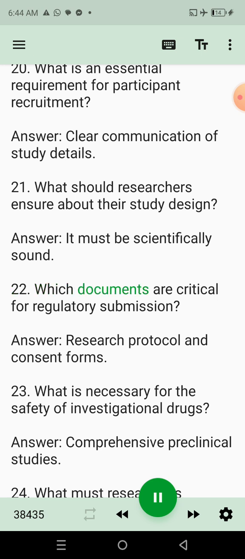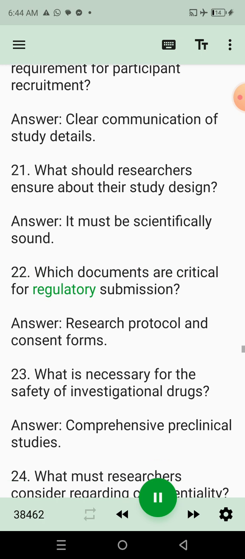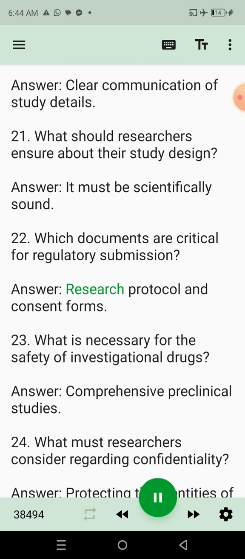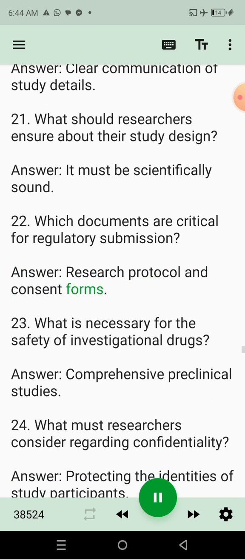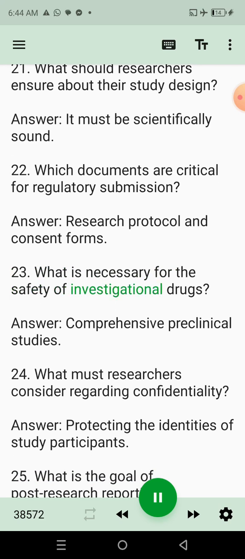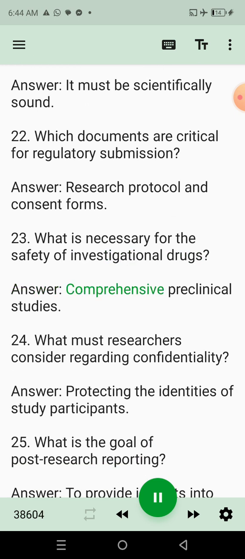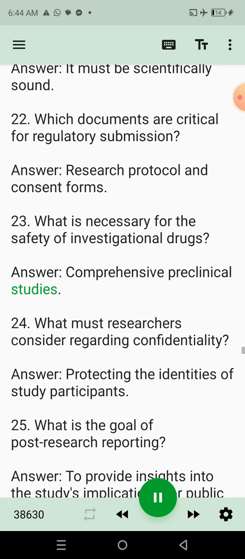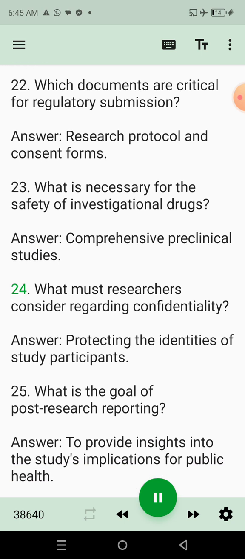22. Which documents are critical for regulatory submission? Answer: research protocol and consent forms. 23. What is necessary for the safety of investigational drugs? Answer: comprehensive preclinical studies.